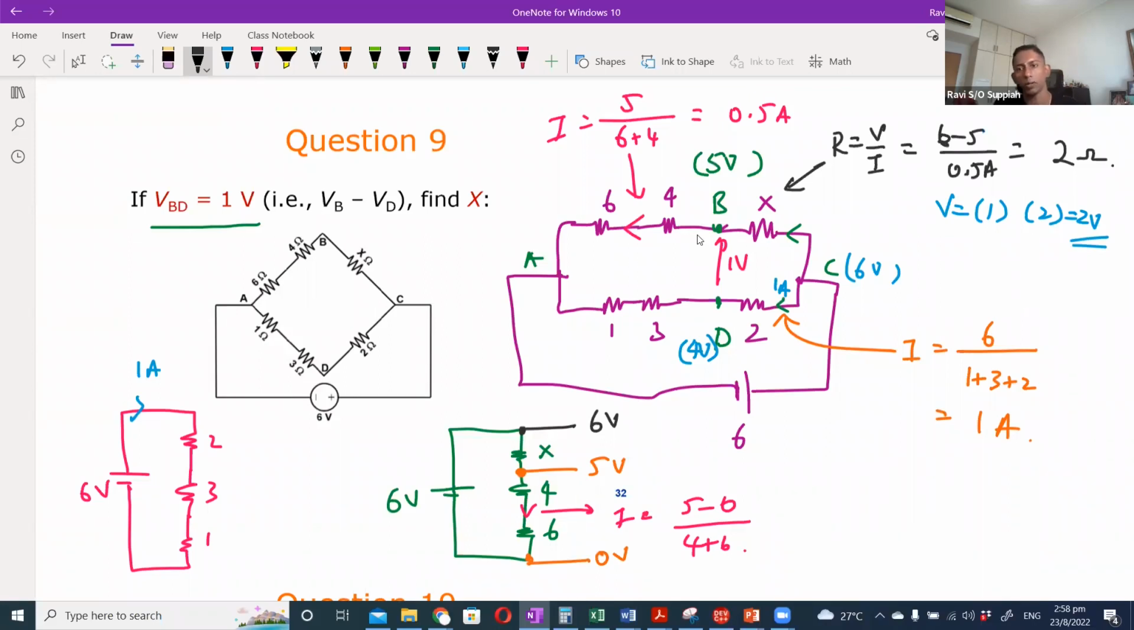There are a few steps involved, but the concepts are the same. We are still applying the same Ohm's law, KVL or branch current and so on, the same concepts. It's just a bit tedious to solve.